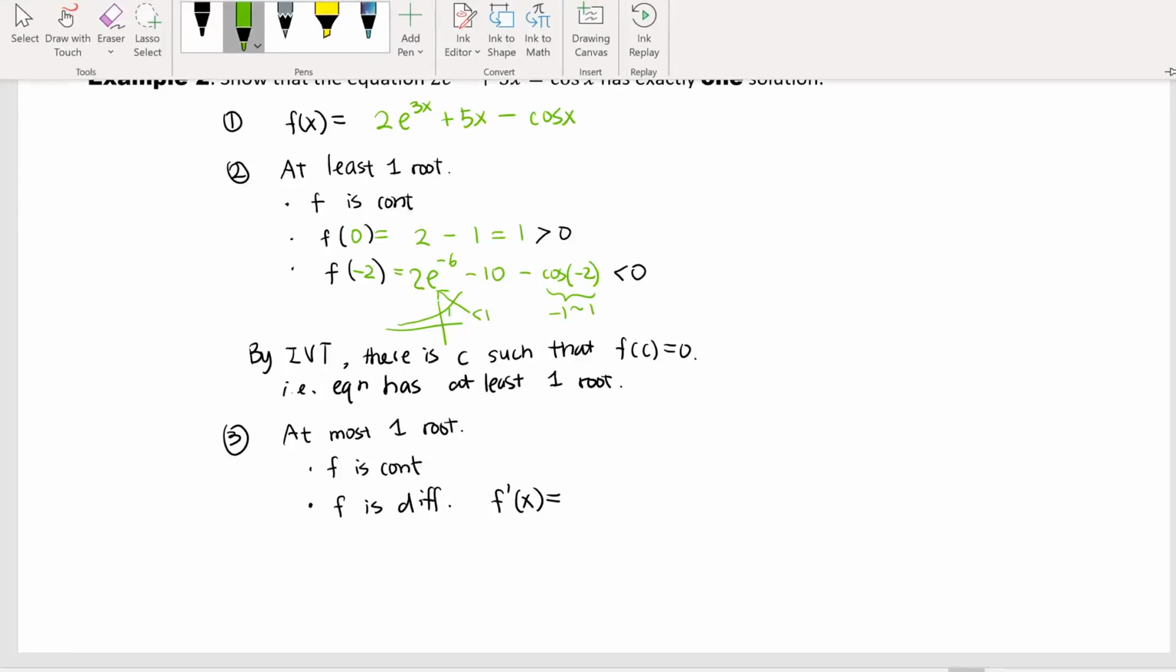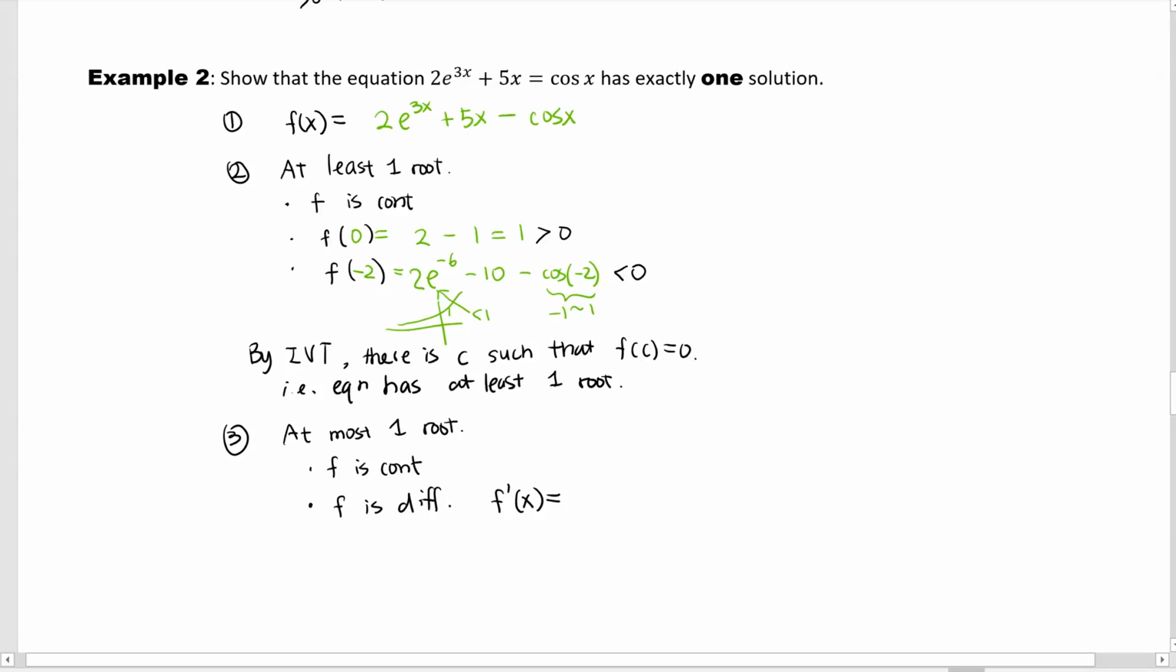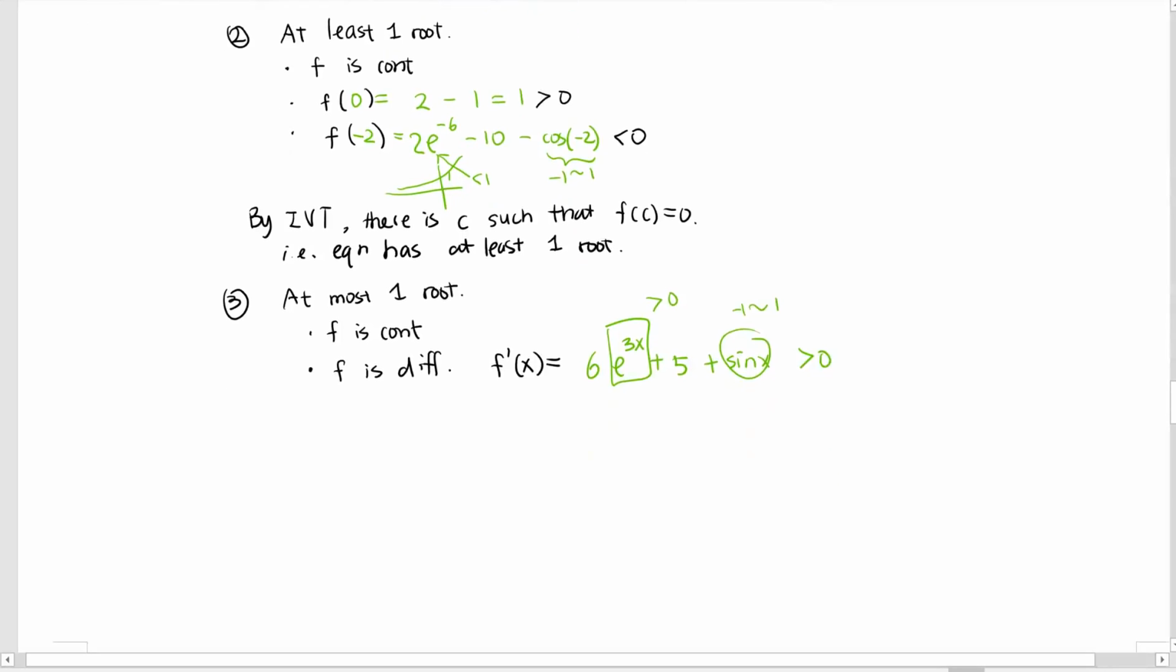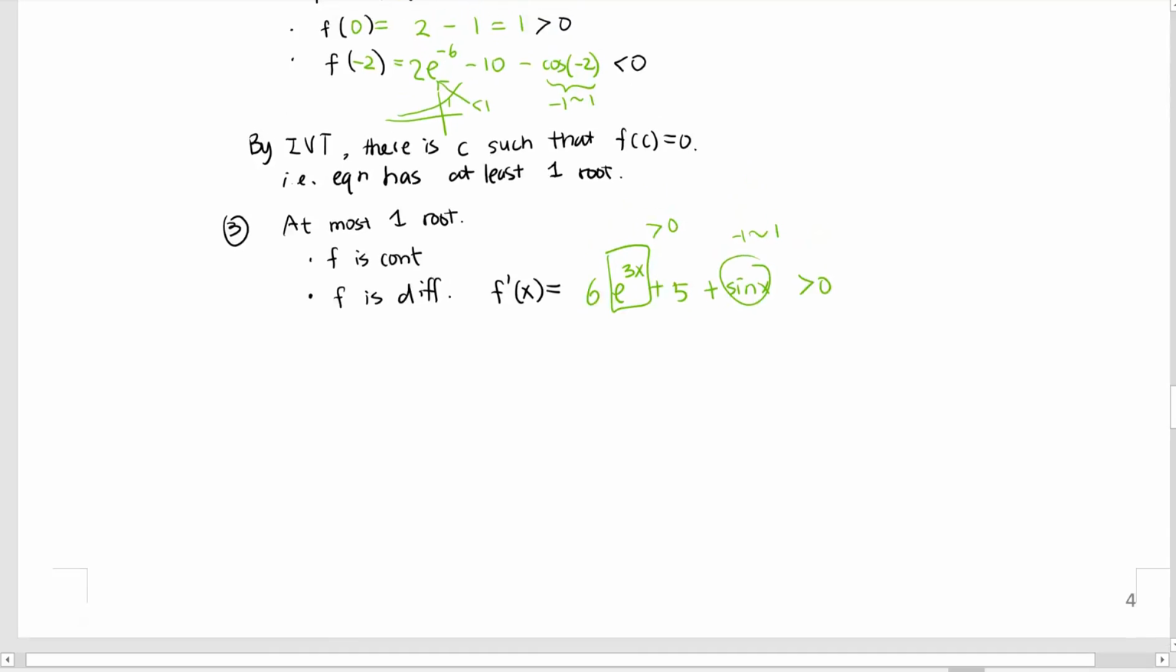That is the derivative of 2e to the 3x: 3 times 2 is 6, so 6e to the 3x. The derivative of 5x is 5. The derivative of negative cosine is negative sine, so negative becomes positive sine x. What is this? Well, you know the exponential function is always positive, right? And the sine is between -1 and 1. So with the 5, this is always positive.